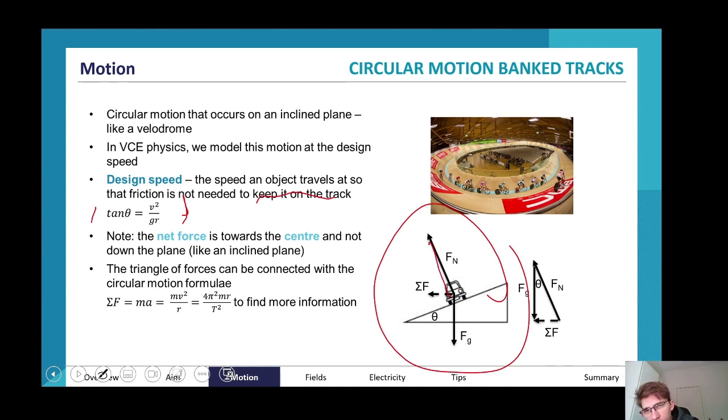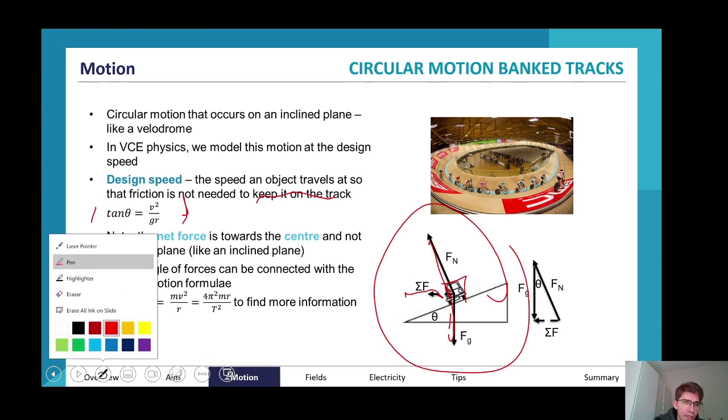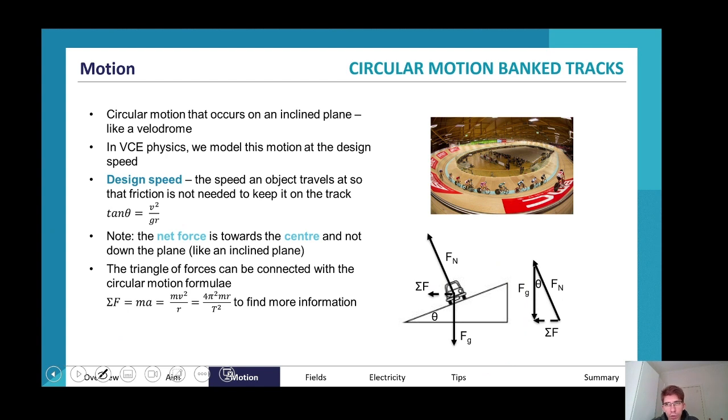To draw the arrows, the normal force has to be perpendicular to the plane, the centripetal force has to go towards the center of the circle, and the weight force goes straight down from the center of the object's body. If that makes any sense, right? These are the small things that students forget, that they don't know, but these matter. You can lose marks.